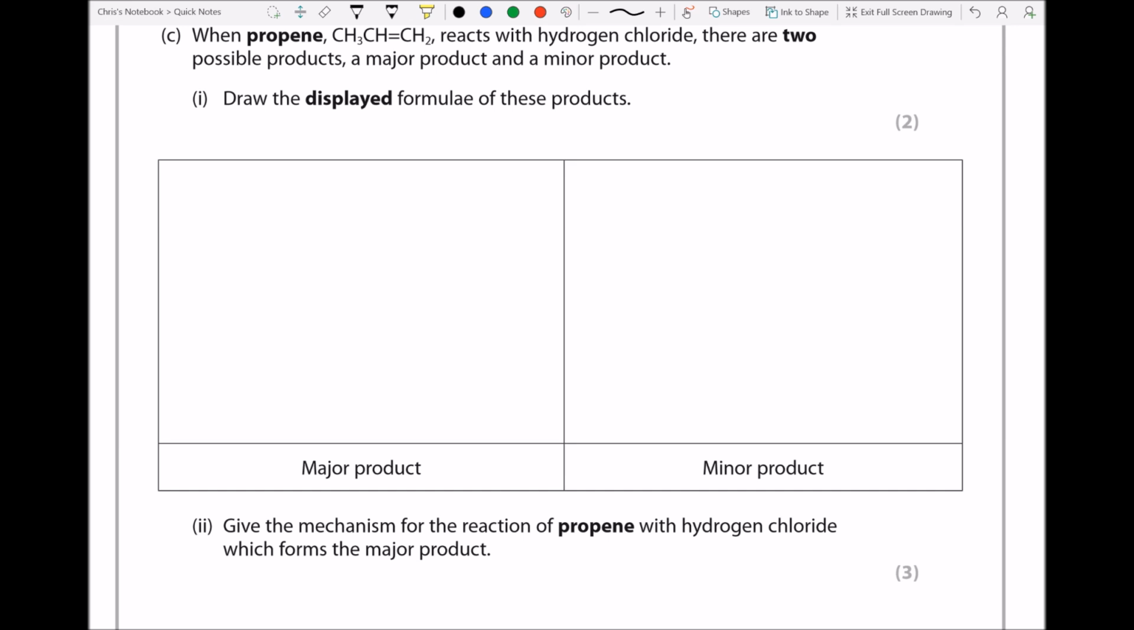Right, so what decides whether it's major or minor is the intermediate. In this mechanism, we go via a carbocation intermediate. If the carbocation is tertiary, that is the most stable form, and therefore you're going to get more products via a tertiary carbocation. If you can't form a tertiary and you can form a secondary, then secondary is the next most stable intermediate, and you get a lot of that. And then primary is the least stable.